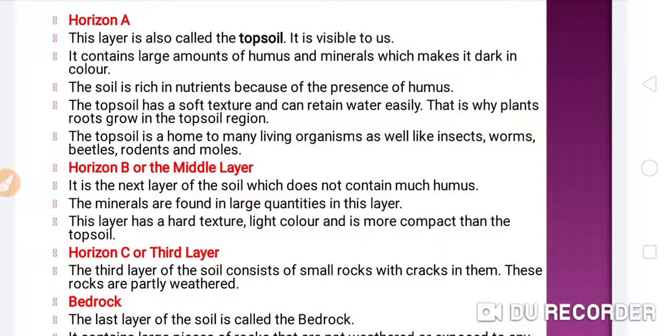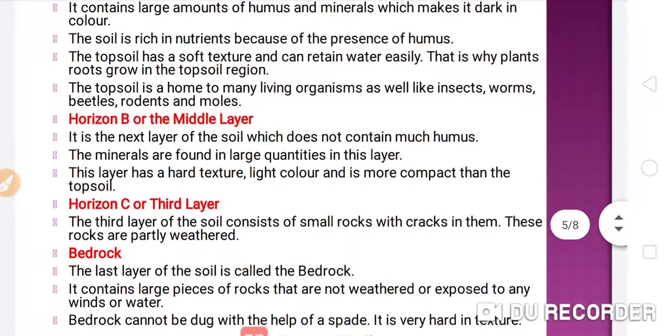The topsoil is a home to many living organisms as well, like insects, worms, beetles, rodents and moles. So these are all small organisms which have their habitat inside this soil, that is, the uppermost surface of the soil which carries the humus.